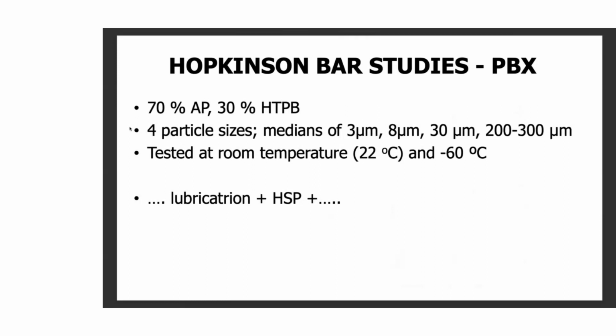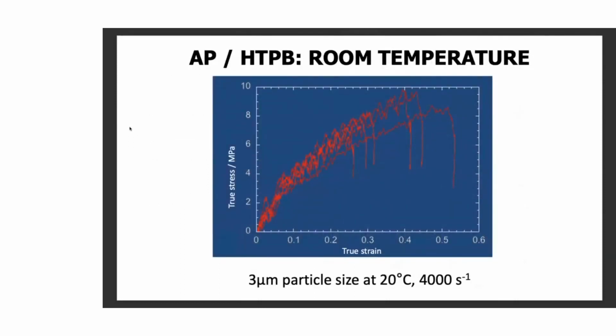And we did Hopkinson bar studies at room temperature and also at -60. So the response we got for, say, the 3 micron particle size at 20 degrees C in our Hopkinson bar is shown here. This is 3 repeats. You've got the true stress versus true strain, and you've got the sample rising and kind of plateauing a little bit. You've got a lot of Pochhammer-Chree oscillations visible on the traces. These are vibrations due to waves moving down a rod. But basically, you can see it's a quite reproducible system at this particular temperature.